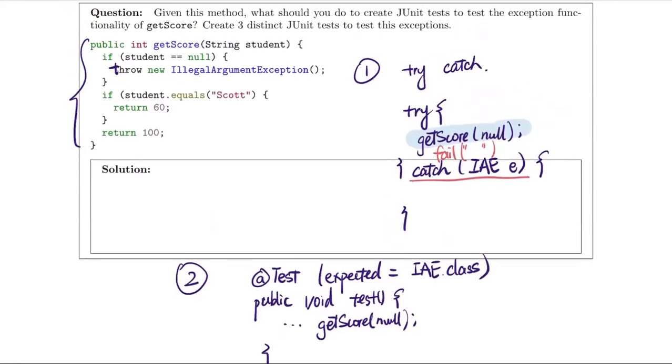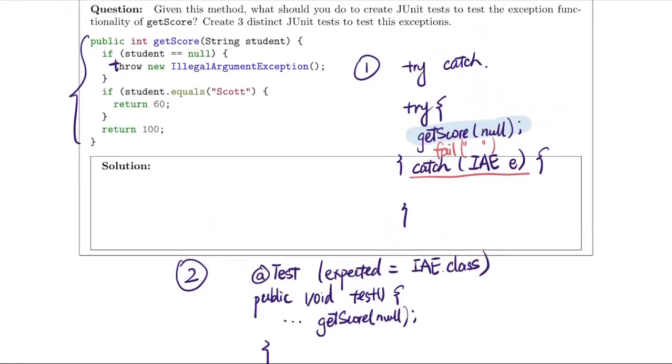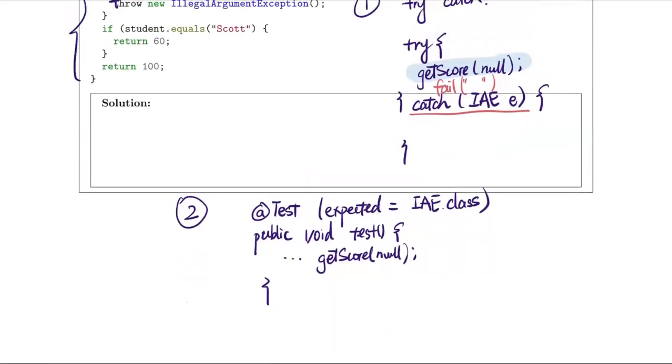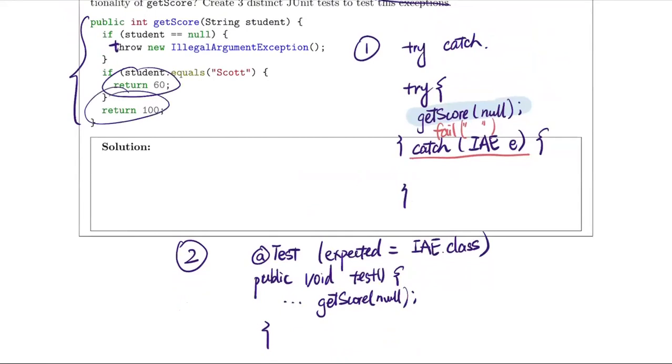It's asking for three. Is there another way? Or should we be creative? So I might have worded this question a little bit off. I think in order to create three distinct JUnit tests, you must not only test exceptions. So yeah, you need to test whether it returns correctly.